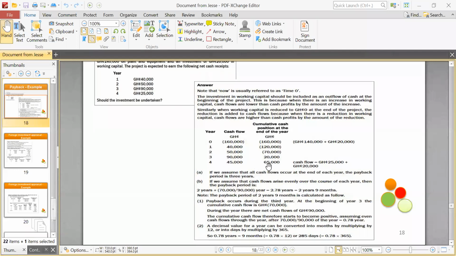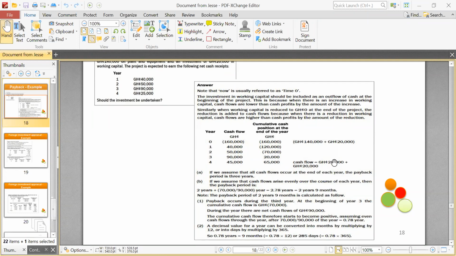Okay, so once you have this figured out, you need to know when is the payback, right? Sorry, please, I have a question. The answer for year four, the cash inflow there is 45,000. Yes, it's quite different from the one in the question. How is it 45,000? Because in the question, it's 25. I think it's a mistake. Yes, a typo. It's a typo.